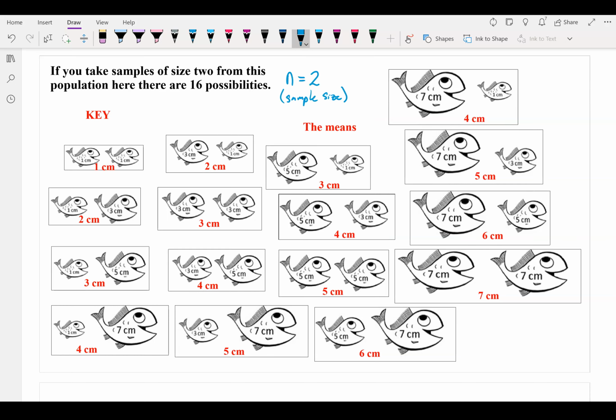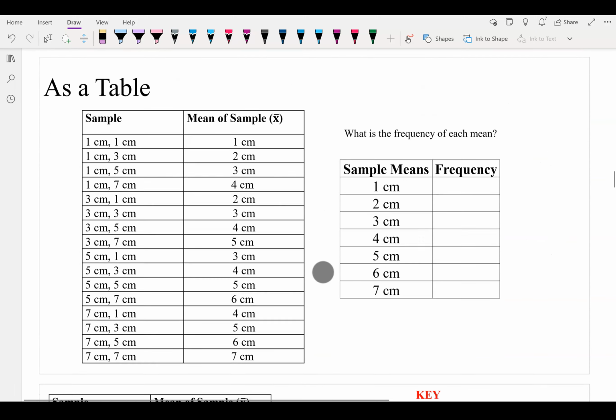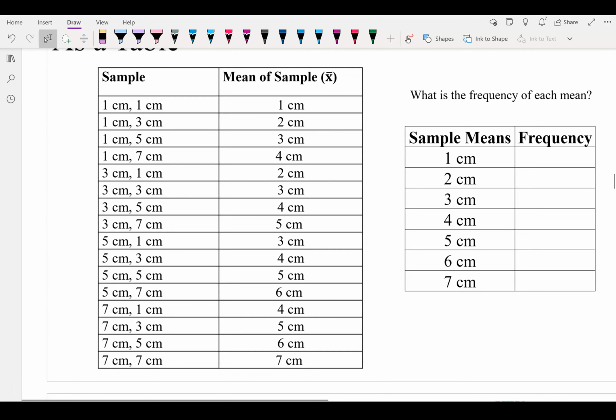So I've done it for every single one of these fish. We've got a 1, a 2, a 3, a 4, a 5, a 4, a 3, a 2, and so on. We've got all these different means. And these are all the possible combinations of samples. All the possible different combinations of samples, I should say. So if we put all these answers in a table, let's take some time to think about this. These are all our possible samples. That's like our sample space, if you remember from our probability unit, all the possibilities. And these are all the means of all of those.